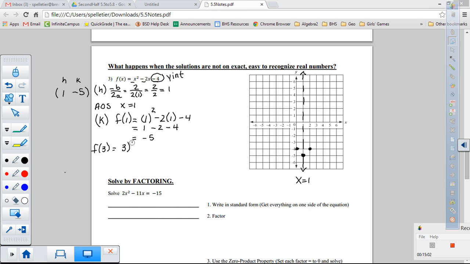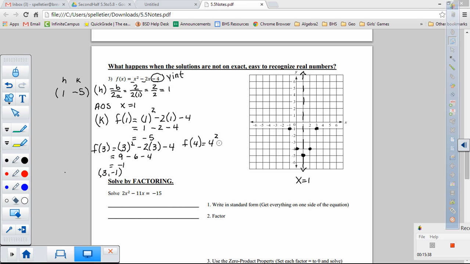So 3 squared minus 2 times 3 minus 4. Okay, 3 times 3 is 9, minus 6 minus 4. So I get a value of negative 1. So when x is 3, y is negative 1. Ooh, so I'm super close, right? I'm really close to crossing the x-axis, but I haven't quite done it yet. So I'm going to choose the next one, f of 4.